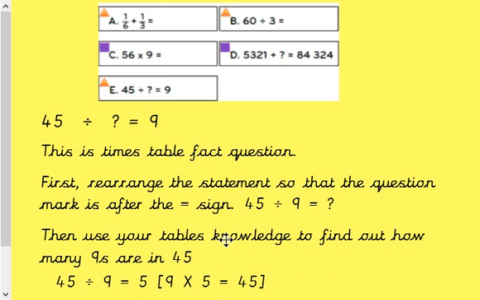And what we need to do is use our times table knowledge. So really we're going to be finding out how many 9s are in 45. We should all know 45 divided by 9 equals 5. And in brackets here, just as a checker, I've said 9 times 5 is 45. So that's your way of checking it. But the mystery number, the answer is going to be 5. The mystery number was 5, the 5 up here. 45 divided by 5 equals 9.